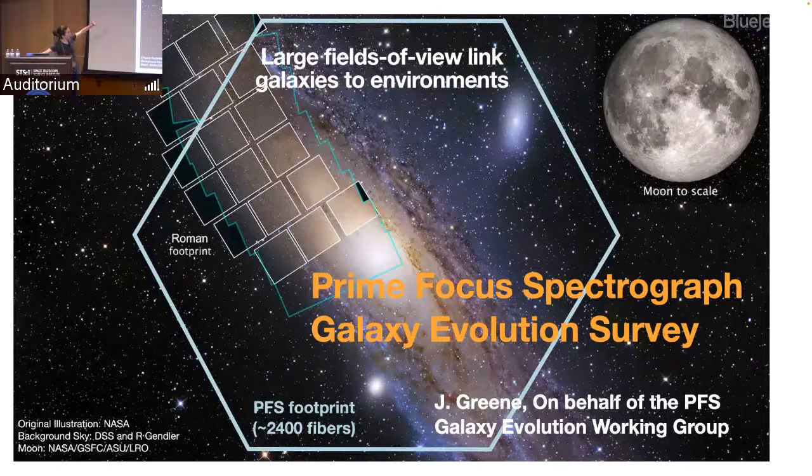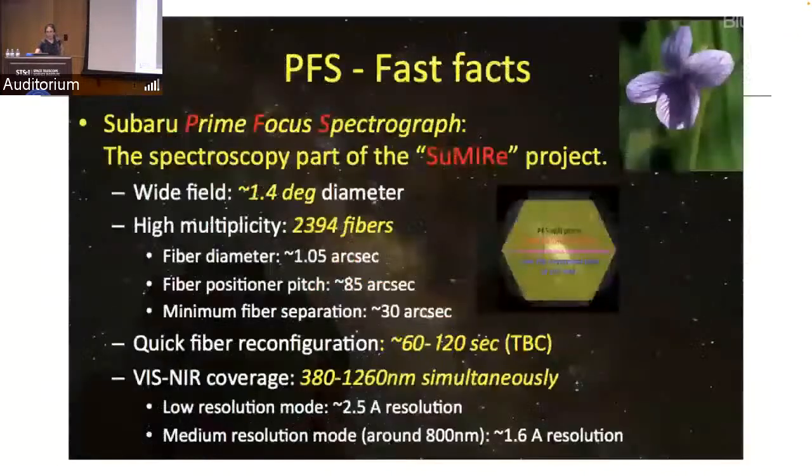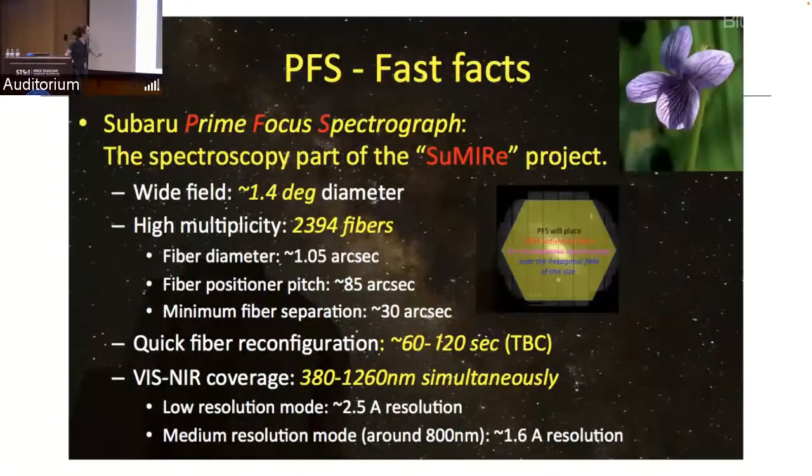And you can see that we're a very wide area spectrograph, which is nicely complementary to the area of Roman. What you need to know is a 1.4 degree diameter field of view with 2,400 fibers, each about an arcsecond. We cover 3,800 angstroms to 1.26 microns, and so this is a really massively multiplexed spectrograph that should be very powerful for galaxy evolution, particularly around cosmic noon, where historically there's been a redshift desert.